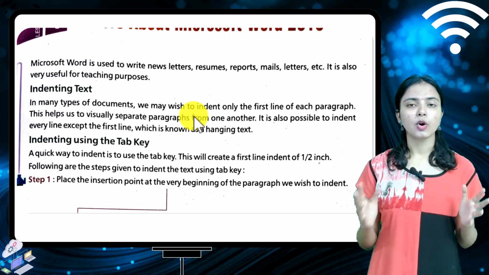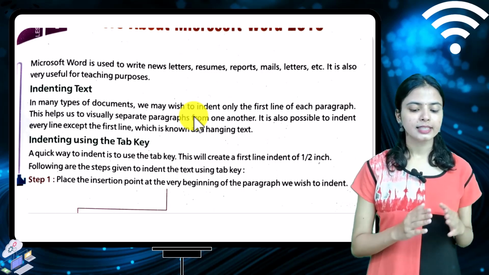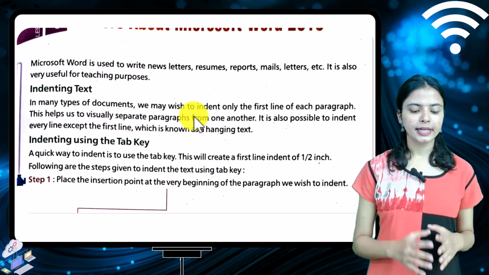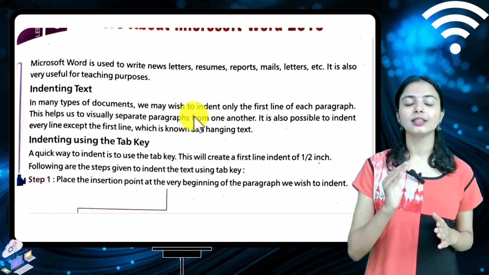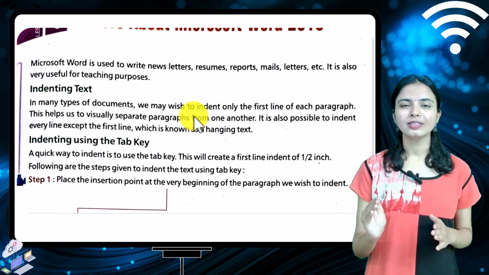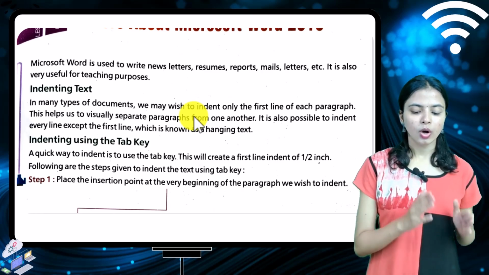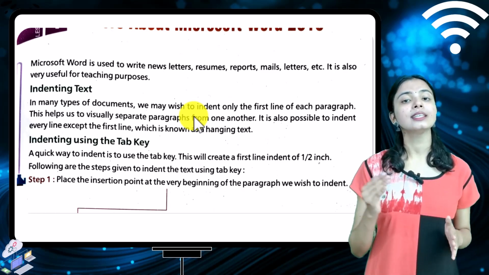So in many types of documents we may wish to indent only the first line of each paragraph. This helps us to visually separate the paragraphs from one another. It is also possible to indent every line except the first. So you can give indent to the first line and keep the rest of the lines unchanged. This process is known as hanging text.